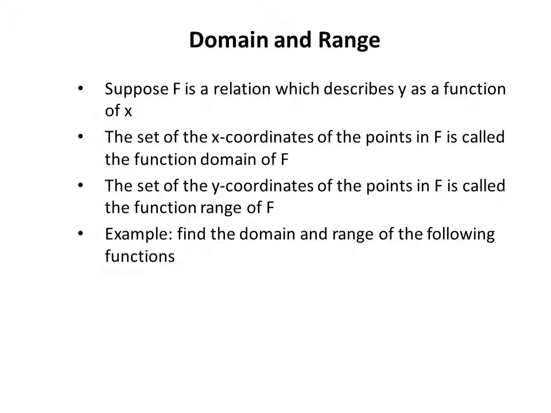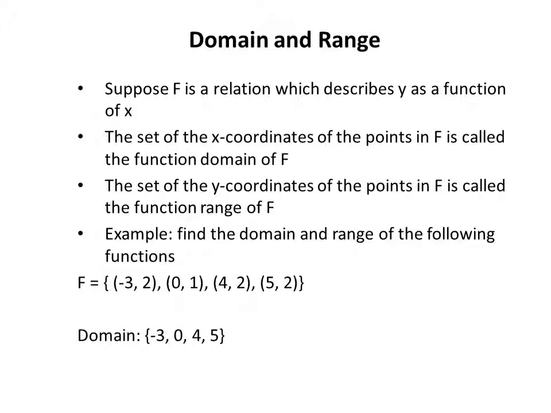Now, 2 is repeated, and there is another 2 in the fourth ordered pair, so we only have to list 2 once. Again, the domain is the set of x coordinates of the points, and the range is the y coordinates of the points. The domain is -3, 0, 4, and 5, and the range is 1 and 2 in this case.